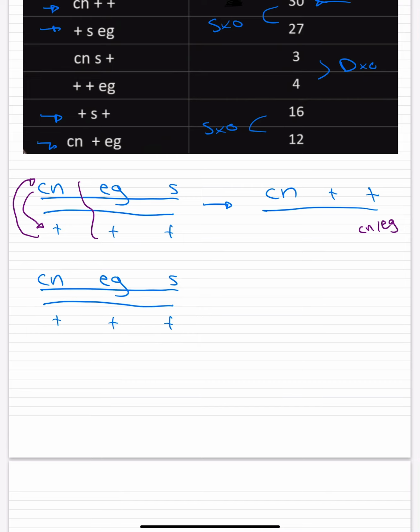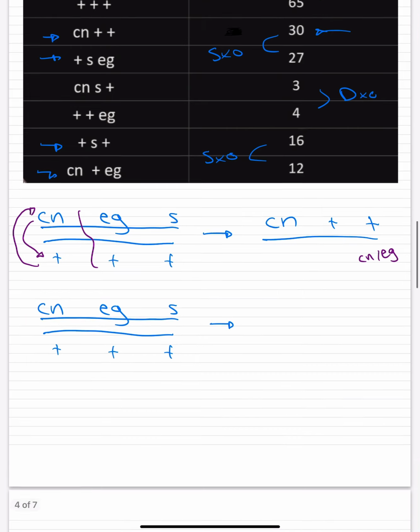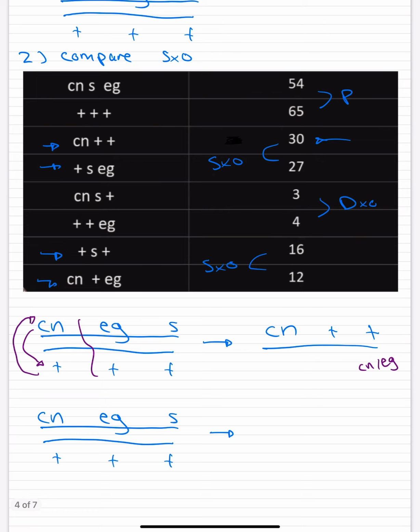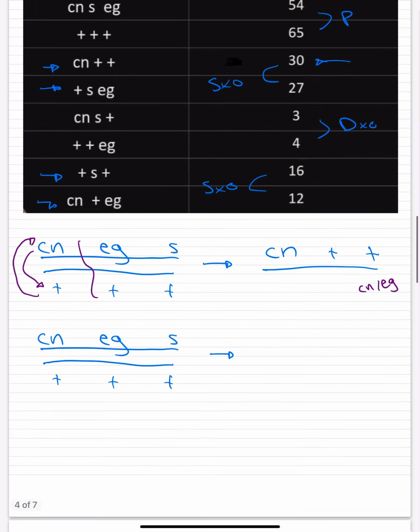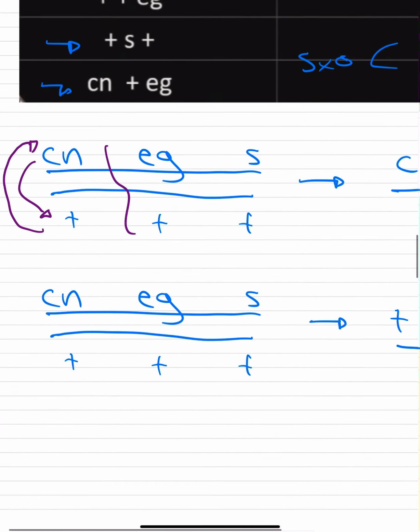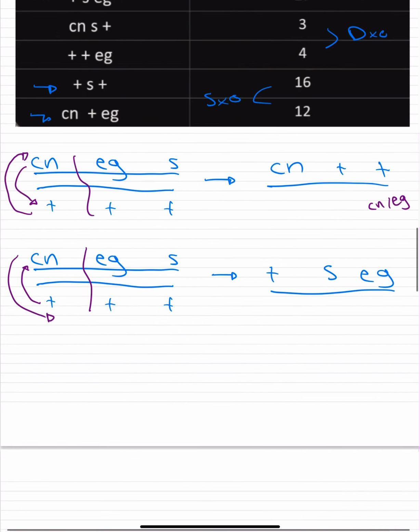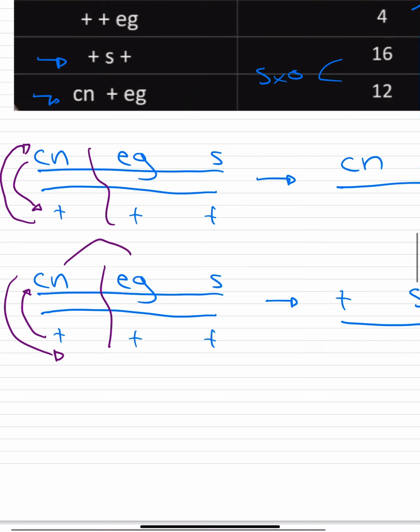On to the next chromosome. We're going to do plus SEG. In order to get this genotype, we have to have a crossover occur between plus and Cn. So there has to be a crossover occurring here. So this, likewise, is a crossover between Cn and Eg.